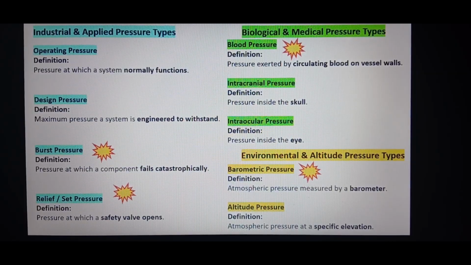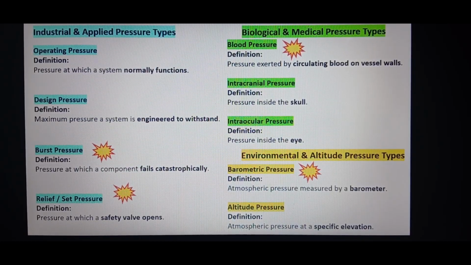Burst pressure is like a vessel that's been fitted with what we call a bursting disc. A bursting disc is designed to rupture at a certain pressure. So if your bursting disc is set to rupture at 1000 psi, then when your vessel gets to 1000 psi, that bursting disc will blow up, it will burst, and all the pressure that's inside the vessel will be released.